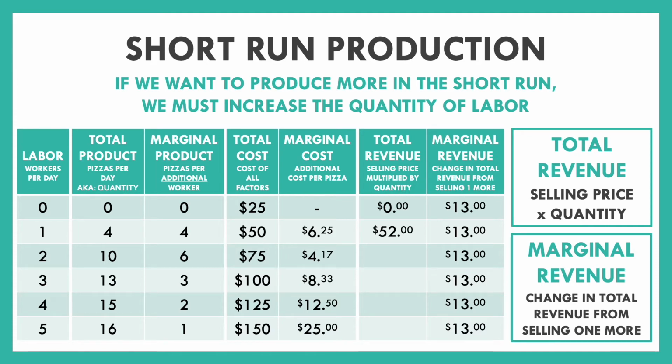As we go on to the next one, when we hire 2 workers, we have 10 pizzas that we made because our total product is 10 times $13 per pizza. 10 pizzas at $13 a piece is $130. Then we go on to the next one. 13 pizzas times $13 is $169. 15 pizzas at $13 a piece, we make $195. 16 pizzas times $13 a piece is $208. Now we can look at our total revenue and we can see that it's increasing as we go because we're making more and more pizza.